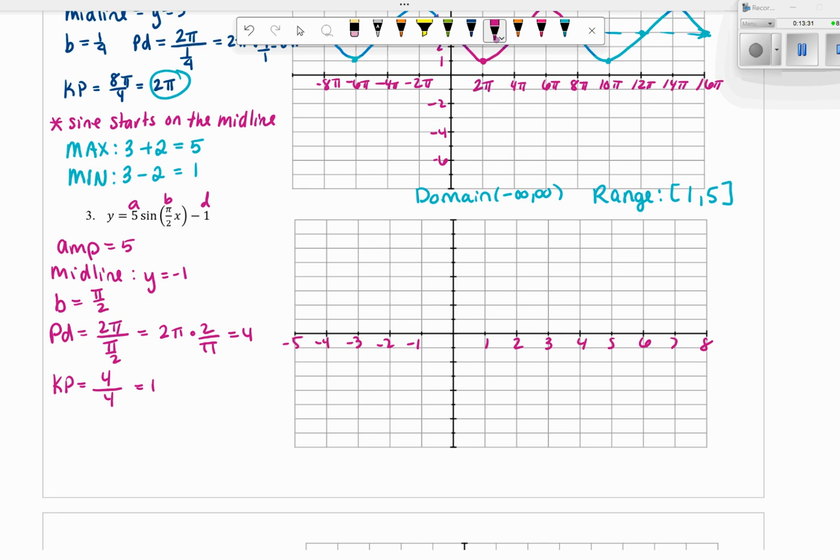And then we want to find our max and our min. The maximum is the midline, which is -1, plus the amplitude. So this would give me 4. And the minimum is always the midline minus the amplitude, so this would give me -6. Then on my graph, let's go ahead and do the y-axis scale: 2, 4, 6, and then -2, -4, -6. On my graph, we have our midline at -1.